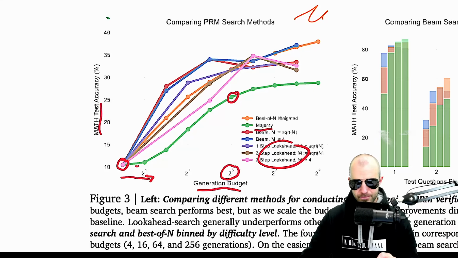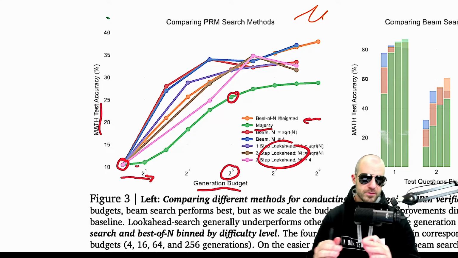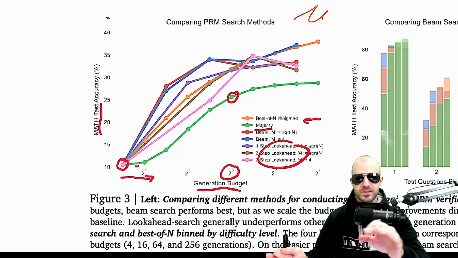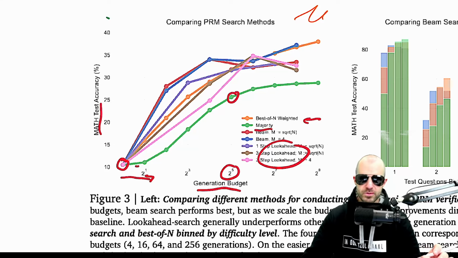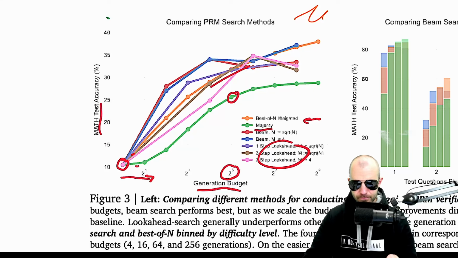All right, the orange one is this best of n weighted. So that's when you have a verifier. Do the same thing, sample a bunch of times, but then use the verifier in order to decide which one is best. You kind of weight it, aggregate according to its score. And that, you can see, does perform quite a bit better. It does outperform, going up here.